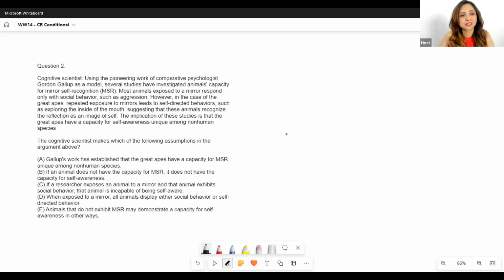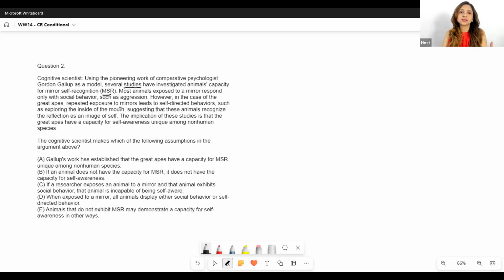Cognitive scientist: using the pioneering work of comparative psychologist Gordon Gallup as the model, several studies have investigated. So there have been studies. Think about it. When I look at the argument, I try to make a mental picture of it. There are several studies, based on some model by a psychologist. Based on that model, they created studies and carried them out. They investigated animals' capacity for mirror self-recognition. We'll call it MSR.